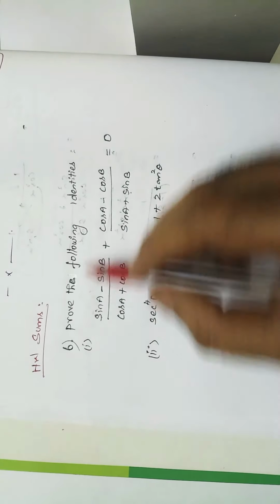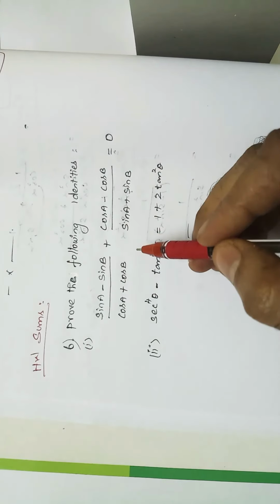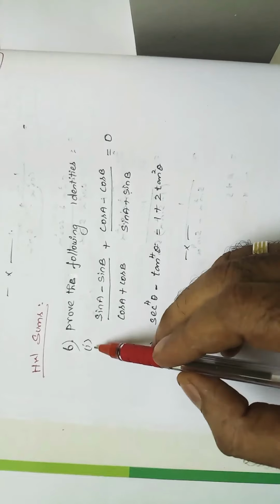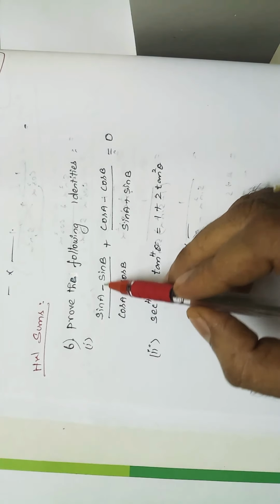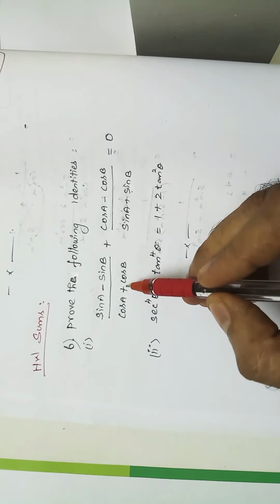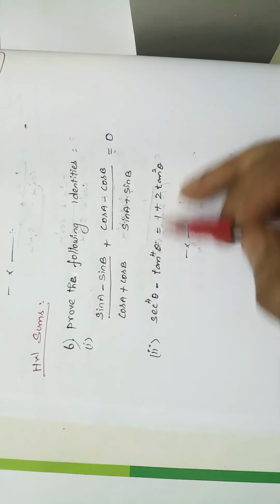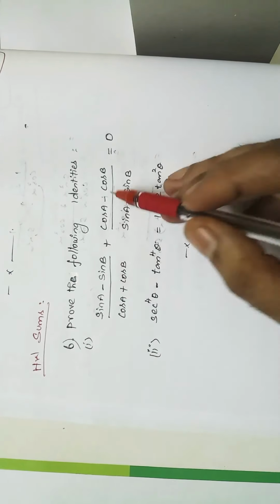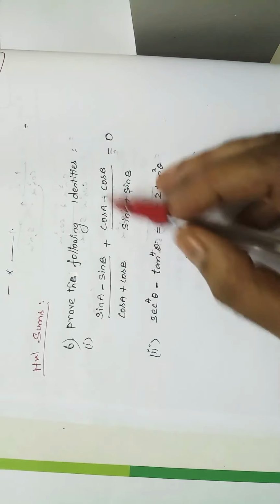What are your homework sums? So number 6, prove the following identities, right? Subdivision number 1: sin a minus sin b divided by cos a plus cos b, plus cos a minus cos b divided by sin a plus sin b, is equal to 0. So how will this be? We are having two terms, both in the form of fractions, so better we do the cross multiply.